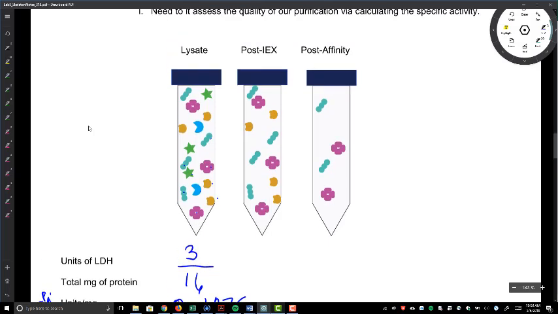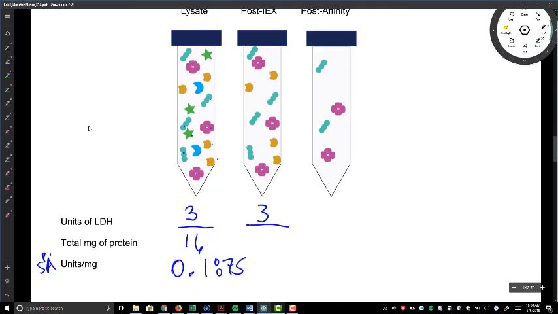As we go to post-IEX, we see we've still retained those 3 LDH proteins, but we've lost some of the other junk. So we have 11 proteins. 3 divided by 11 is 0.27. So our amount of LDH has stayed the same, but the total amount of protein has gone down. And so our specific activity, which is the relative ratio of how much LDH we have based on all the proteins in our sample, is going up.